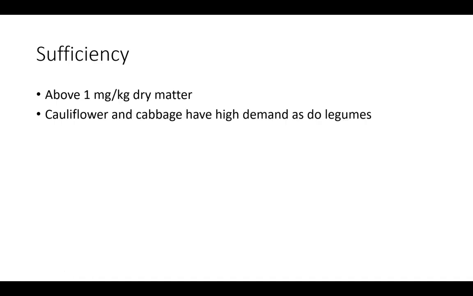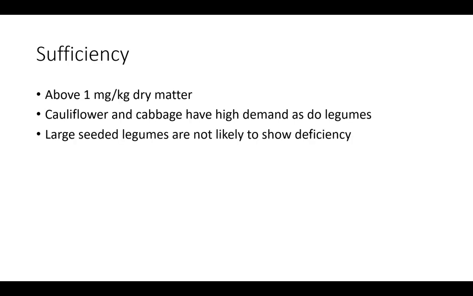Cabbage and cauliflower have a high demand, as do legumes. You may have to make sure that you've got sufficient molybdenum for them. Large-seeded legumes normally are not likely to show a deficiency because most large-seeded legumes will have molybdenum in the seed.